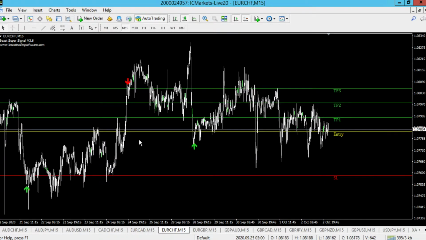Then we have the euro and the Swiss franc. Good buy signal here. This was a win. Sell signal here was a win. Buy signal here was a win. So overall, this pair has been pretty good.